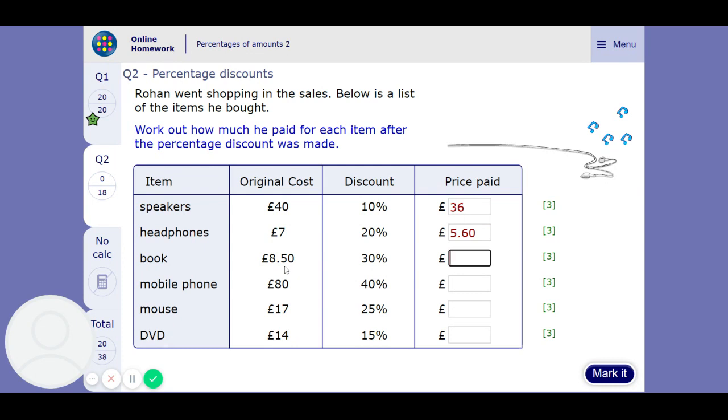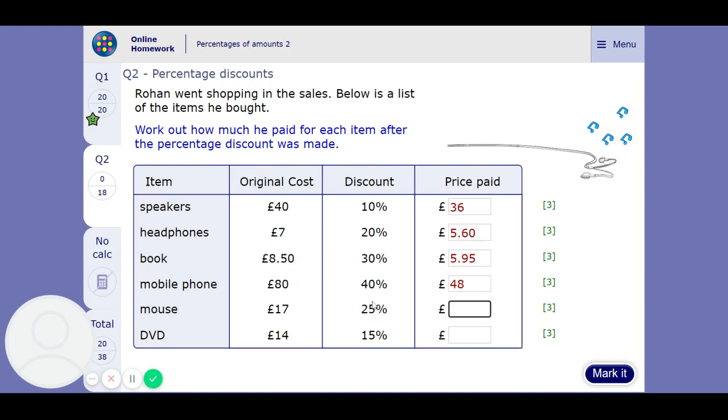10% is 85p. So then 30% is going to be £2.55. Take it off, you're going to be left with £5.95. 10% is 8. 40% is 32. Take it off, you're left with 48.